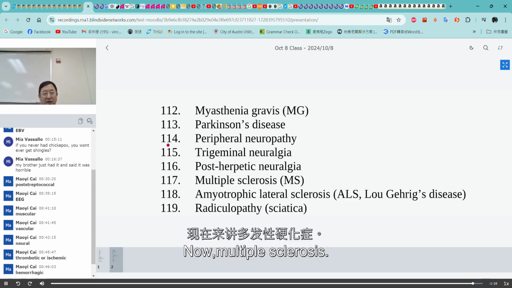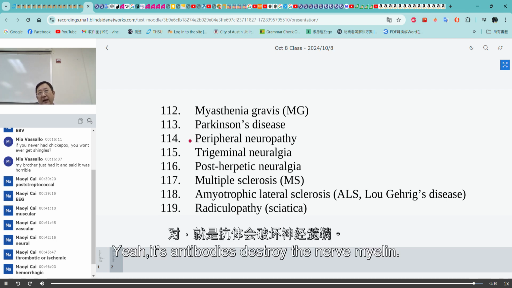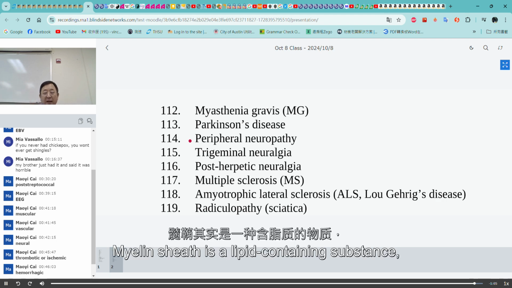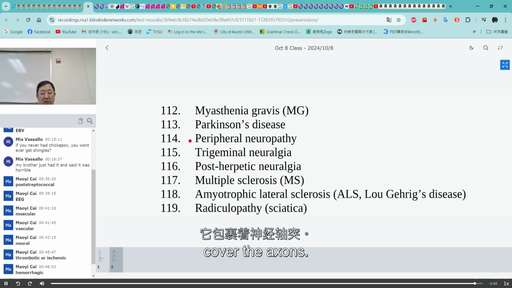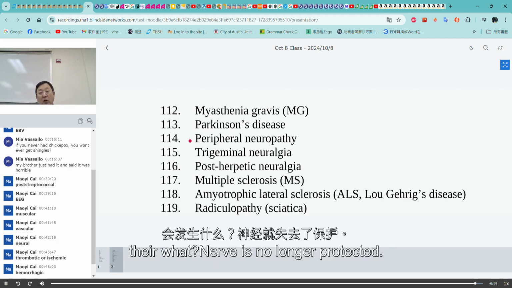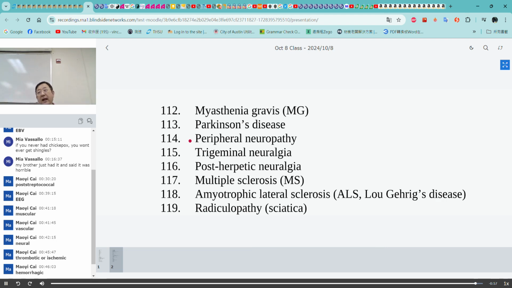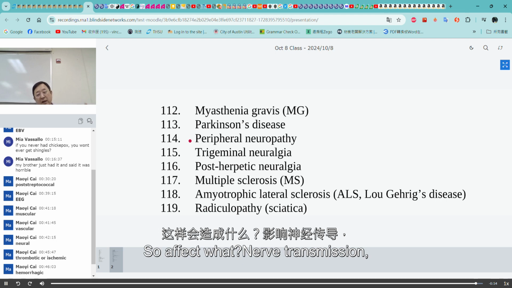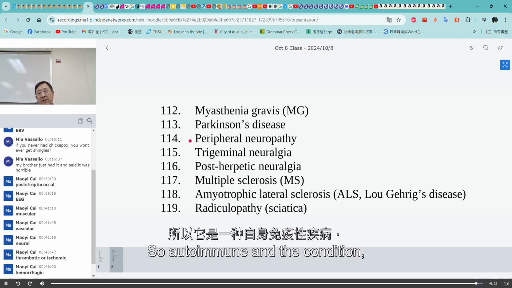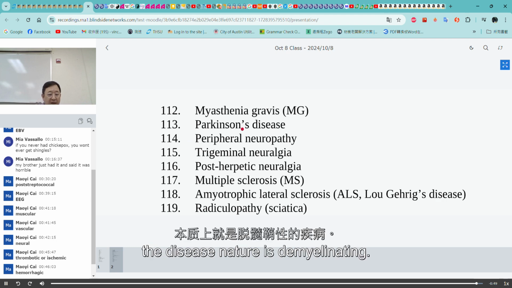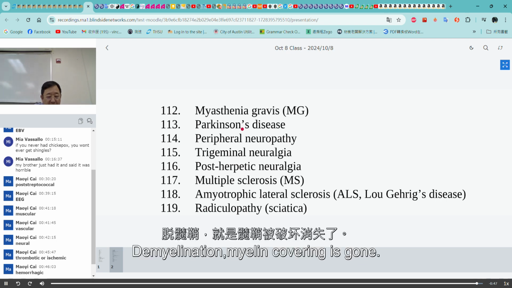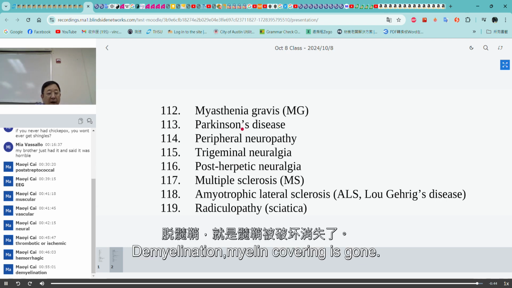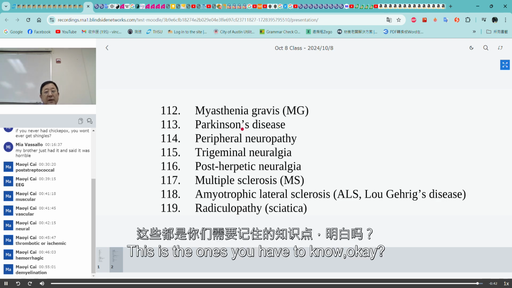Now, multiple sclerosis. That's another thing you have to know. This one is what? Autoimmune. Antibodies destroy the nerve myelin sheath. Myelin sheath is a lipid-containing substance that covers the axons. So when they are damaged, the nerve is no longer protected, and that affects nerve transmission and nerve functions. Multiple sclerosis is autoimmune, and the disease nature is demyelinating. Demyelination, the myelin covering is gone. This is the one you have to know.